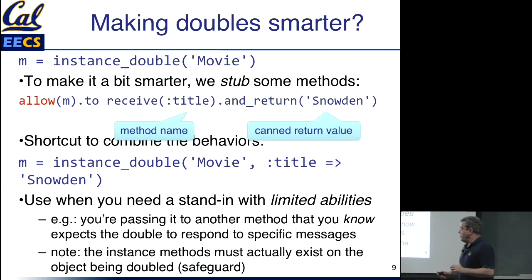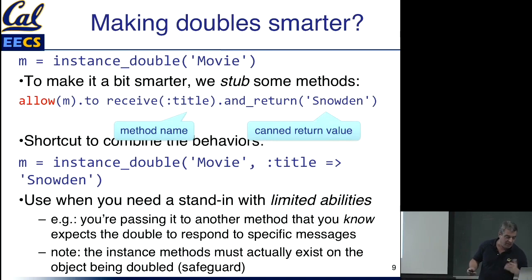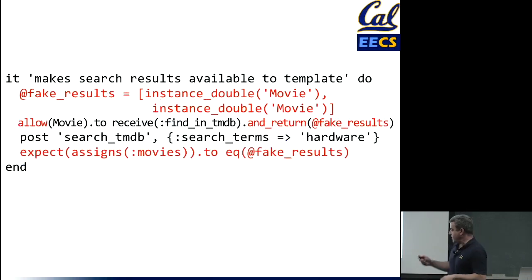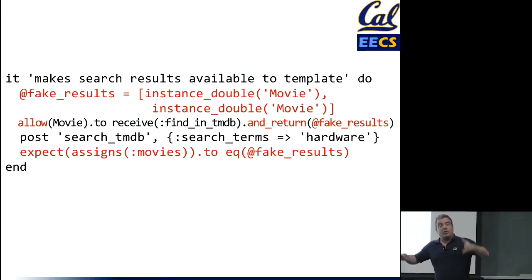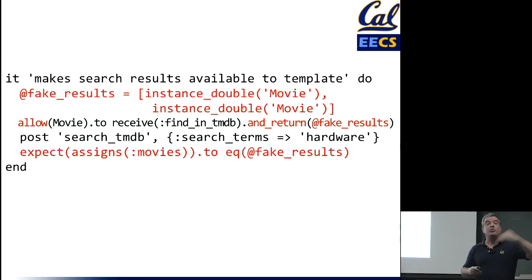Right? So what are the abilities that we need in this case? Well, if we're just passing it to another method, if we know how the stunt double object is going to be used, we'll just define simple behaviors for those particular methods and nothing else. So what is this going to look like? Going back to our test case, within our test case, we're going to create a list of fake results. If the find in TMDB method really existed, what would it probably return? Well, it would probably return some collection of movie objects that are the matches it found in the database.